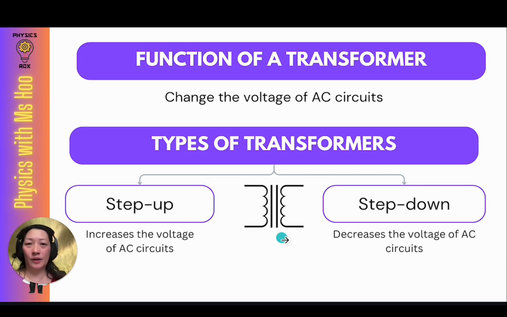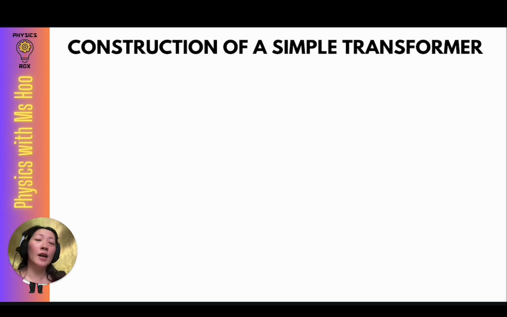This is the symbol of a transformer, and this symbol is actually based on the construction of the simple transformer. So let's go into the construction of a simple transformer. For now, we'll just learn about the basics of a transformer. Once we know how a transformer works, we can always modify it to make it more complex for different purposes. So that's why for our foundation, we just learn about the basic foundational simple transformer.